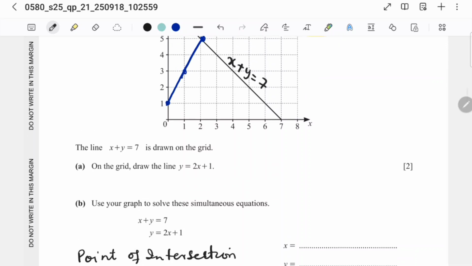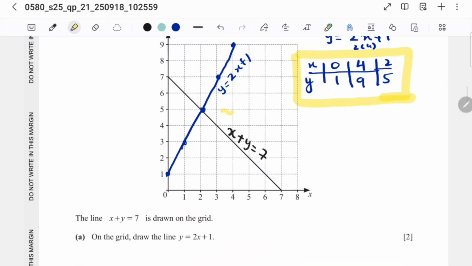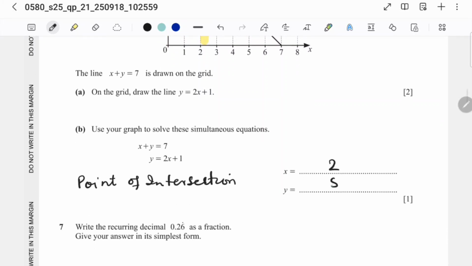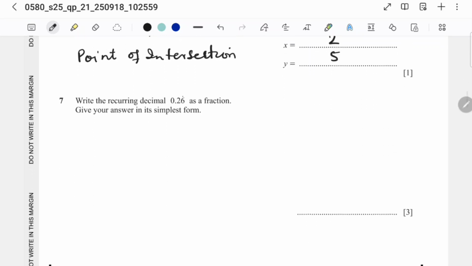So the point of intersection is (2, 5). So x is equal to 2 and y is equal to 5 is the solution of this question. Okay, now question number 7. Write the recurring decimal 0.26 recurring as a fraction. Give your answer in its simplest form.